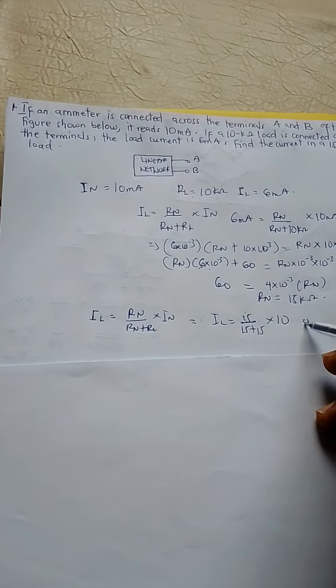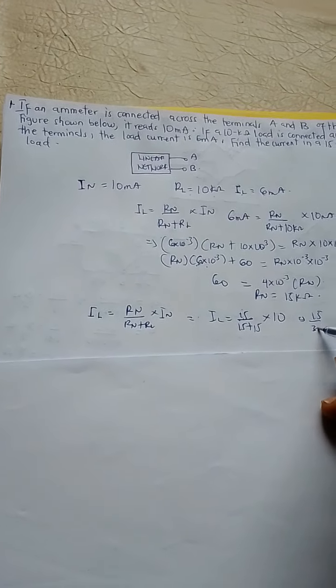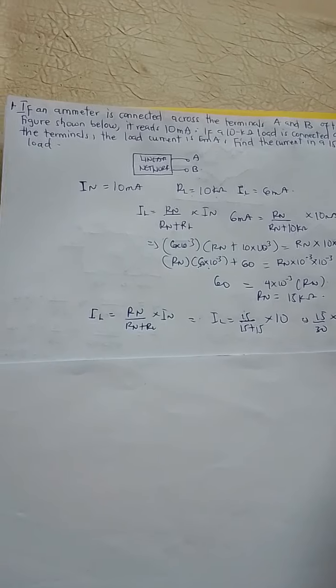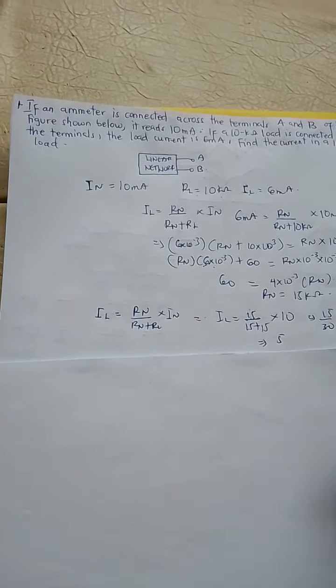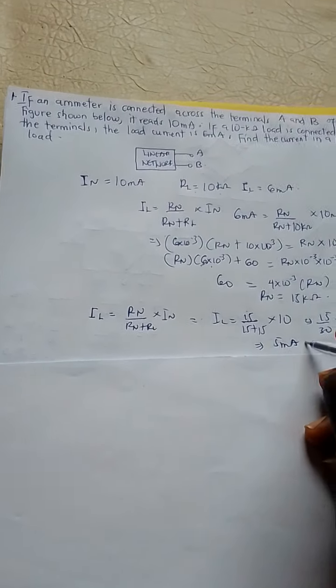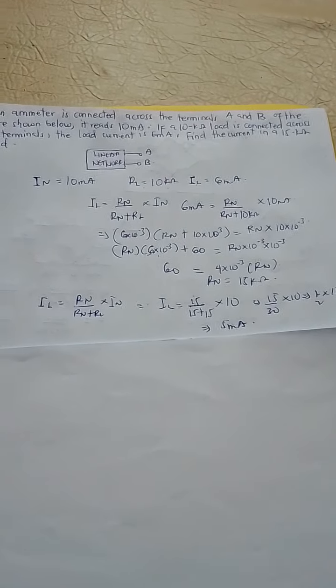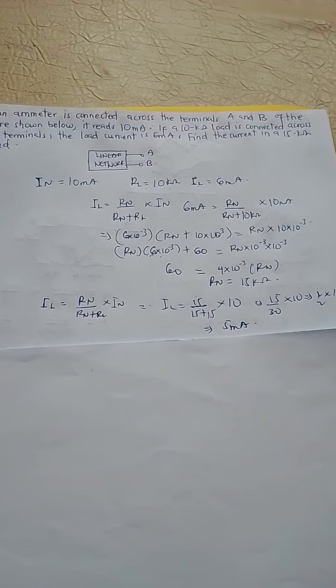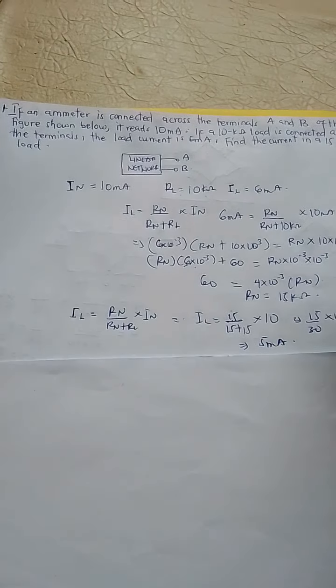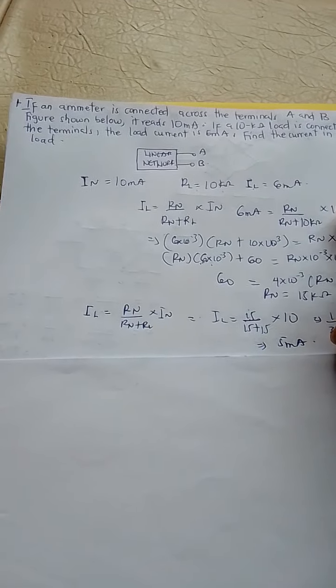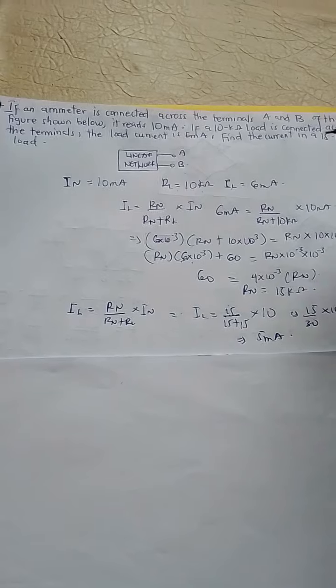So what do we get from here? We get 15 over 30 times 10, and this will give us 1 over 2 times 10, and it will give us 5 milliamperes reading. So when a 15 kilo ohm load is connected, we are going to get 5 milliamperes reading. This is a word problem from Norton's theorem, and this is how we go about it to get the current reading of the 15 kilo ohms.